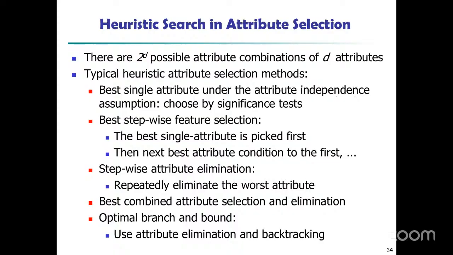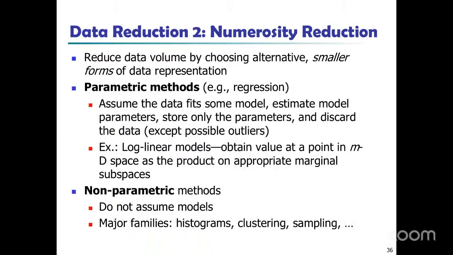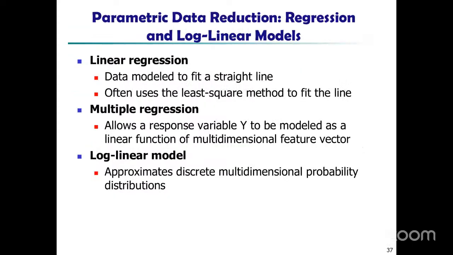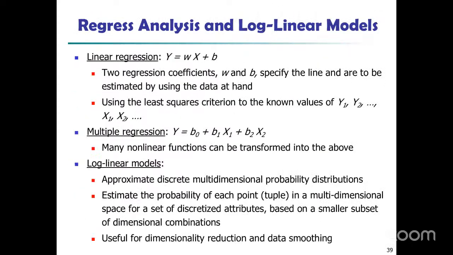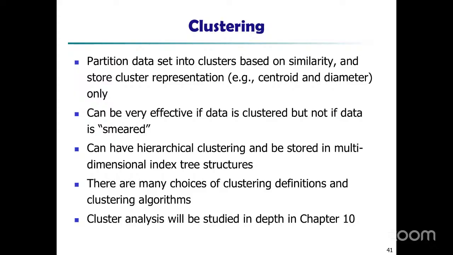Heuristic attribute selection: which attribute is to be selected. Feature generation, data reduction, that is numerosity, and linear regression. Next, we will see the data warehouse, histogram representation, and clustering.